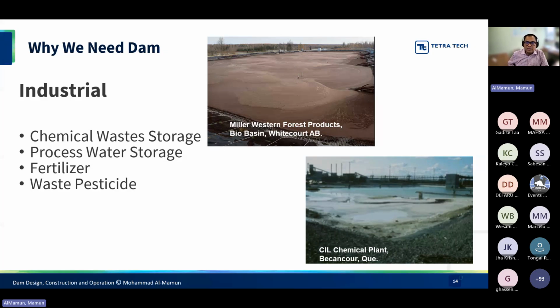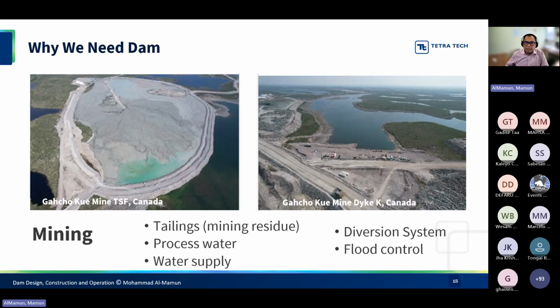And a lot of chemical plants, or fertilizer, or pesticide, they do need to store their industrial byproduct or material that can be stacked. So that's another area. And finally, the mining industry, as I said, for the tailings, which is a mining residue. In addition to the mining projects, if you guys are familiar, it is relatively quite large. And some of these mining facilities could be very, very large.